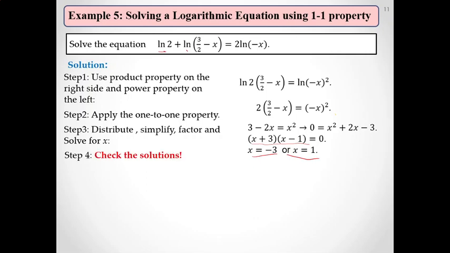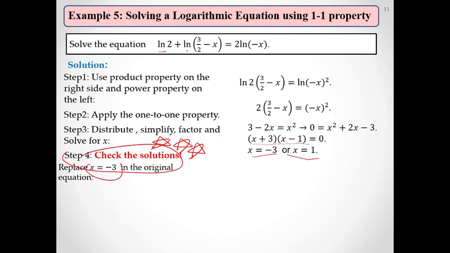Are we done with the solutions? No, we have to check the solutions in the logarithm. This is one of the important things. You have to check the solutions. Now let's check the solution here. How? We put this minus 3 inside the original equation.